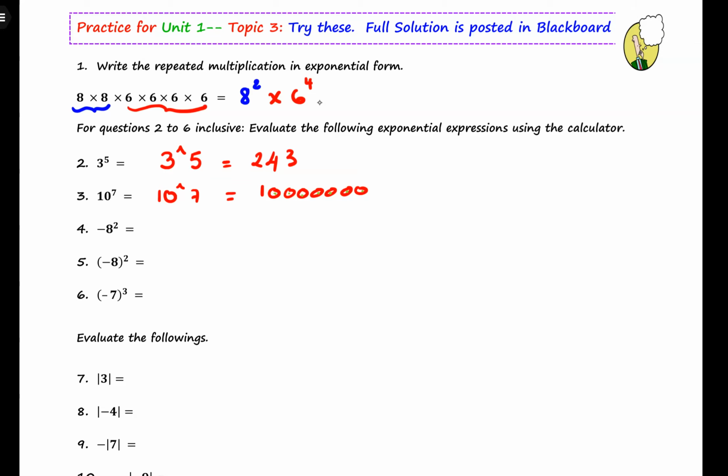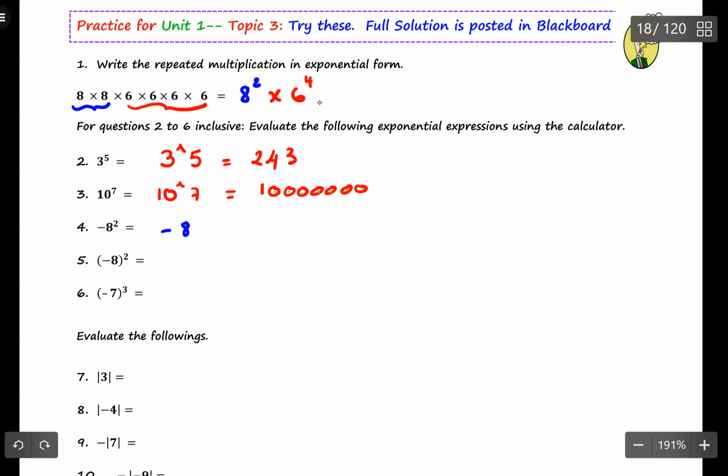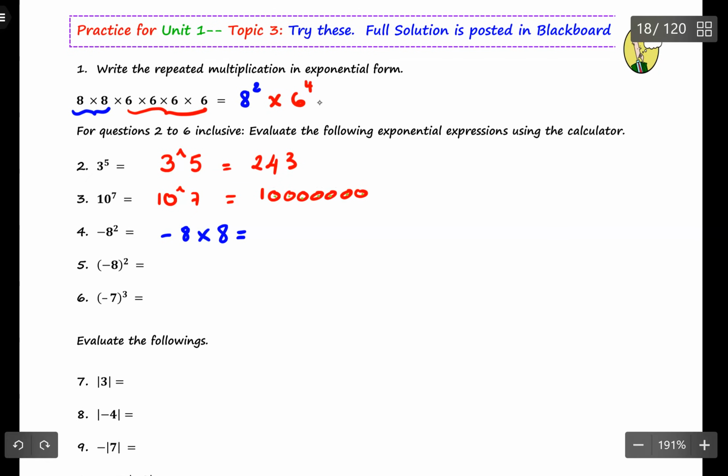Okay, so now number 4, negative a squared. So again, don't forget, the brackets is not around the negative sign. So in this case, I will have negative 8 times 8. So I should have negative 64. If I have negative 8 here with the brackets around it, it means I will have negative 8 times negative 8. In this case, it should give me positive 64.